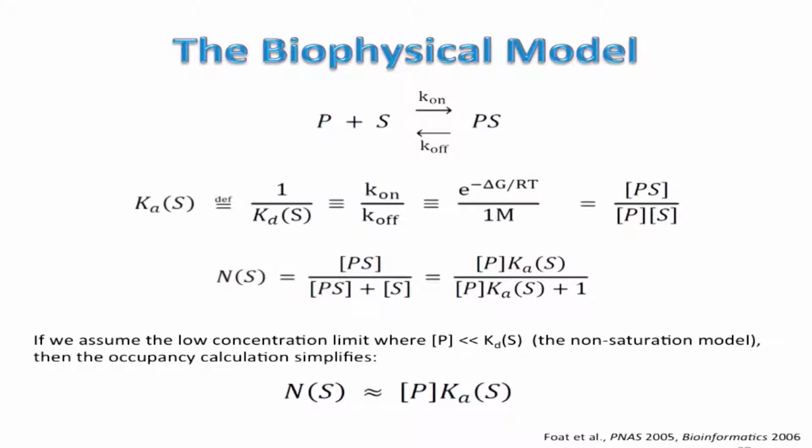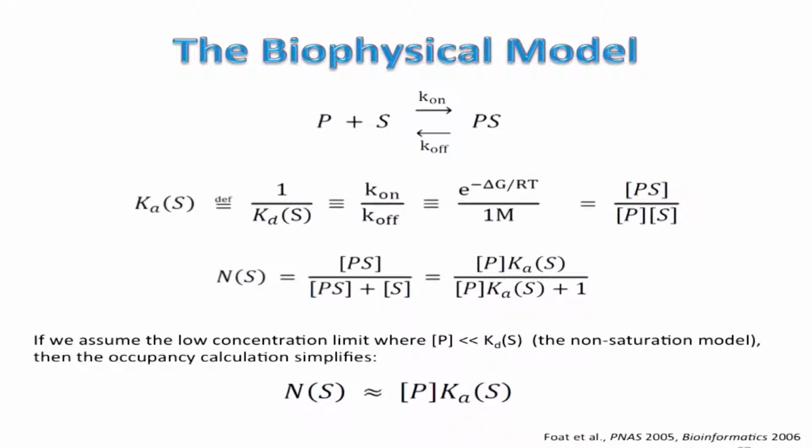The biophysical model is, of course, that we have the protein and the sequence, and then binding creates the protein-DNA complex, with a K-on rate and a K-off rate. Then the binding association constant that the protein has for the sequence is also 1 over the KD, the dissociation constant. It's just the ratio of K-on over K-off.